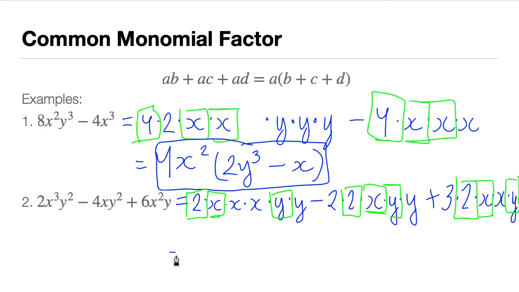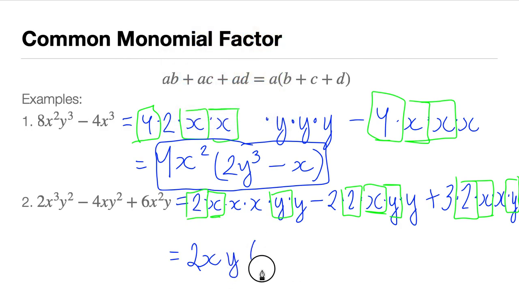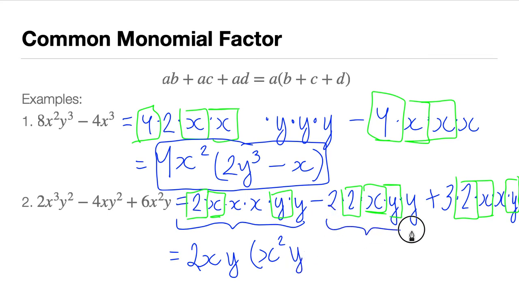Let's write that down. So we have 2, let's write the x, let's write the y. Okay, I think that's it. What is left in this part? What's left in this part is the x times x times y. So let's write it as x squared y, minus what is left here. So we can see 2 and y, minus 2y.